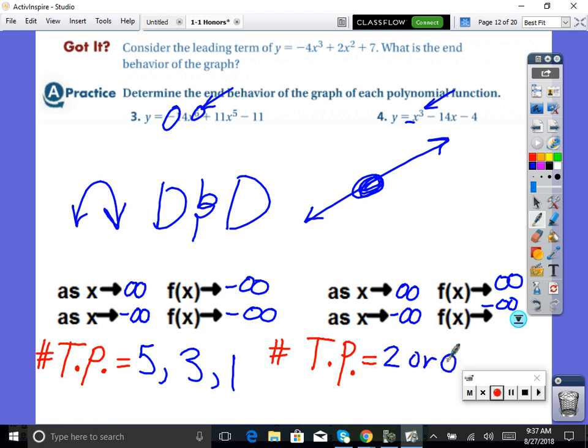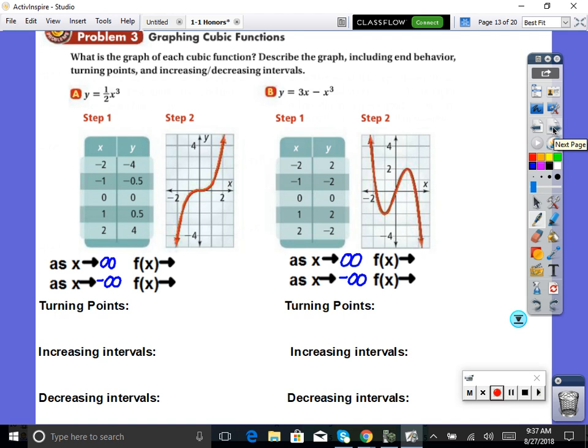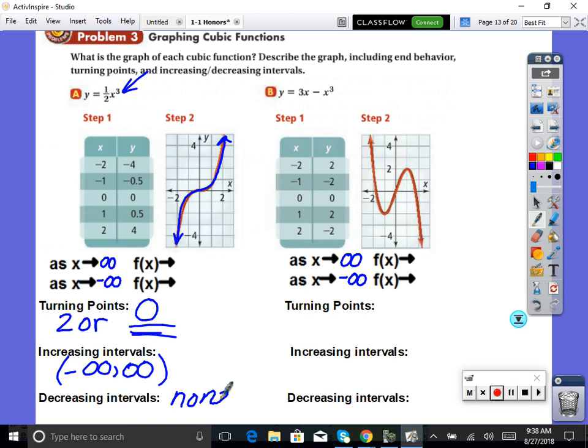All right. So now, same thing here, but now I'm going to add in increasing and decreasing intervals. If we look at the graph of this one, this is what it would look like. You see how it's strictly increasing, right? We've seen an example of this. So there are no turning points here, but we have listed out the possible. So you would say there could be 2 or 0, and then underline that there is 0. Our increasing interval, isn't it strictly increasing? So once again, you'd say negative infinity to infinity. And then our decreasing intervals, there are none, since it's strictly increasing.